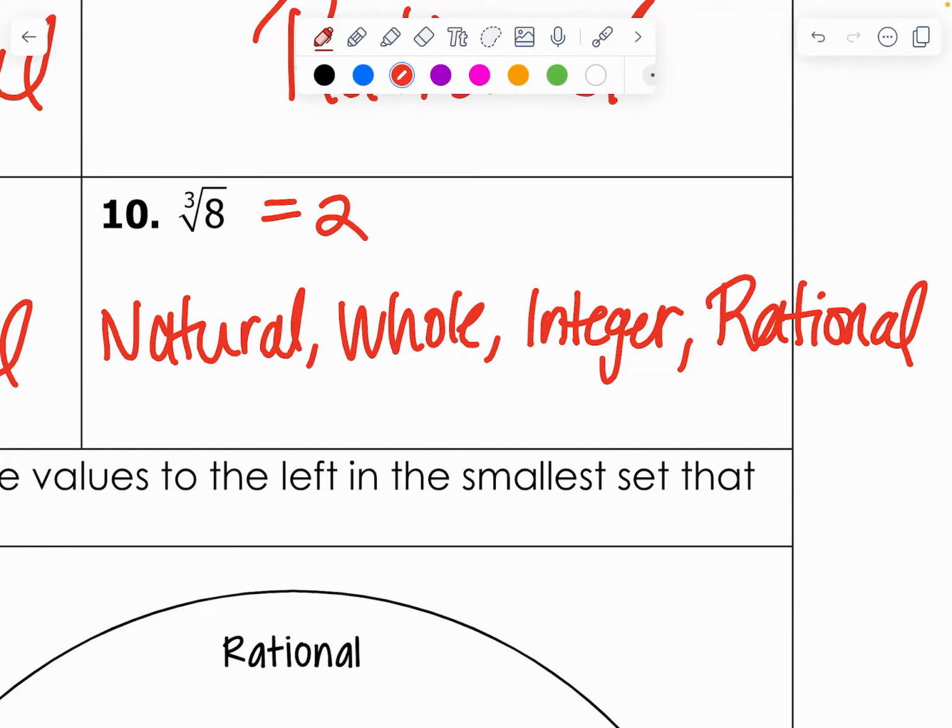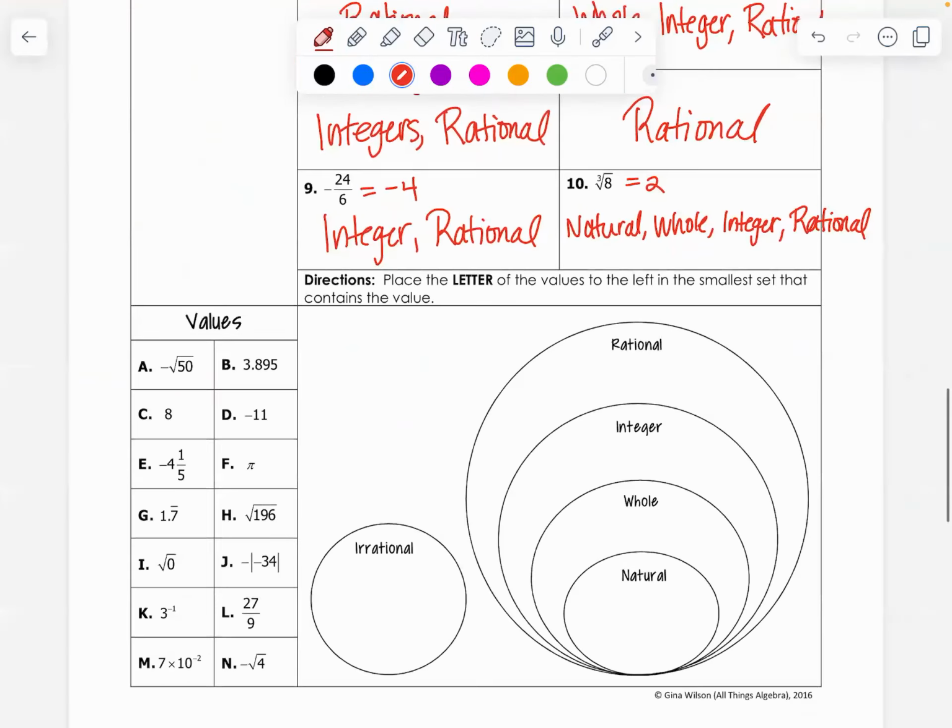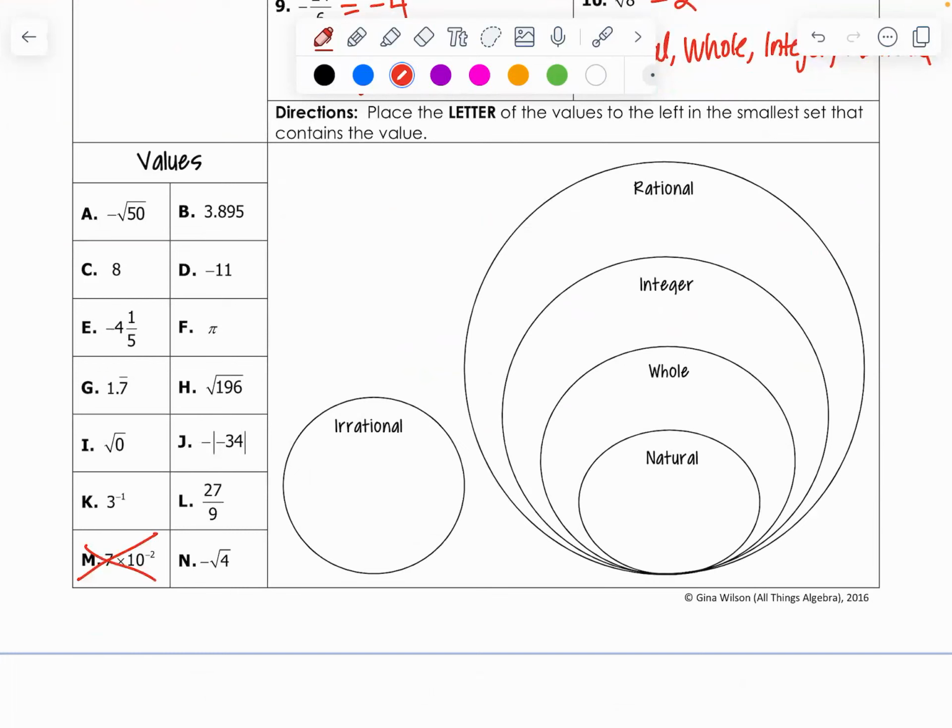But look down below. Here, I'm asking you to put it in the chart. Let's look at letter C. Letter C is 8. 8 is what kind of number? 8 is a natural number. So I'm going to put C right here because it's a natural number. If it's here, then it's also in the whole, also in the integer, also in the rational. You and your elbow partner, I'm going to give you 2 minutes to place all of these, but don't do K or M. Go ahead and cross those out.